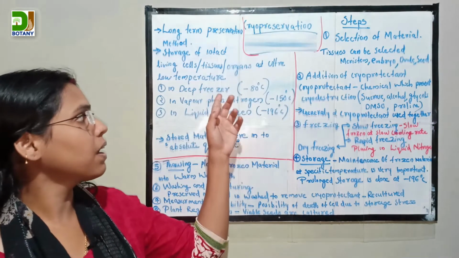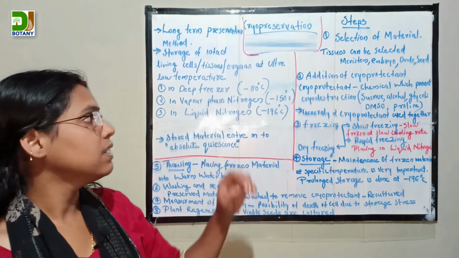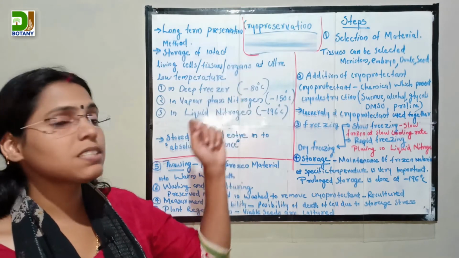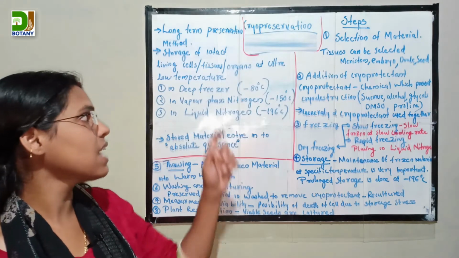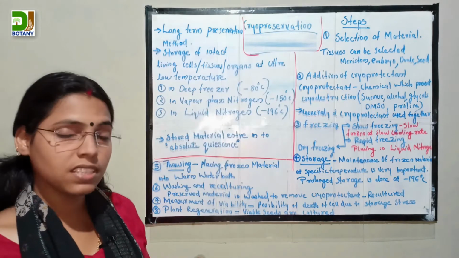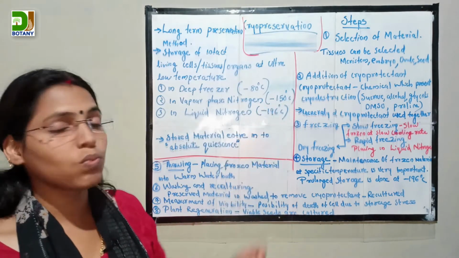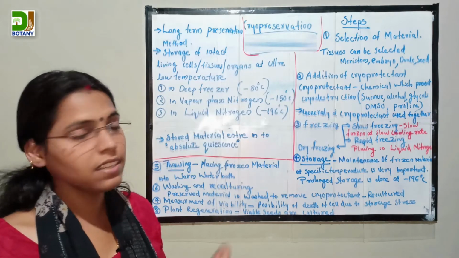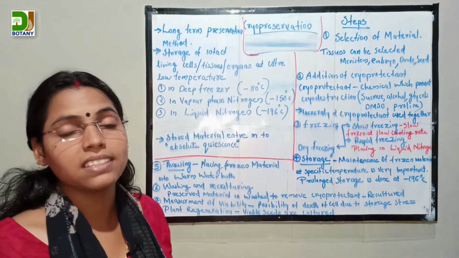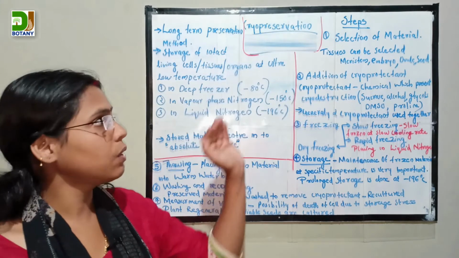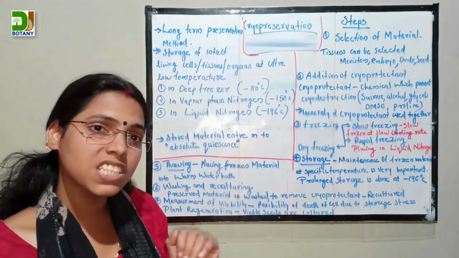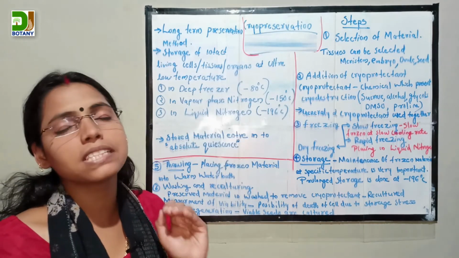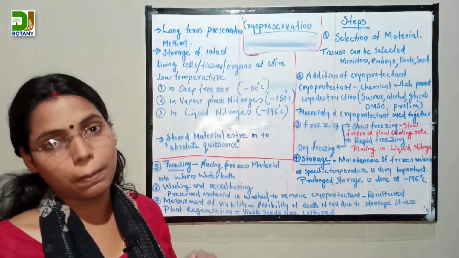First of all, one is a deep freezer, where the temperature is minus 80 degrees Celsius. Then, in vapor phase nitrogen the temperature is minus 150 degrees Celsius, and in liquid nitrogen the temperature is minus 196 degrees Celsius. So cryopreservation is the preservation of intact living cells at ultra low temperature.